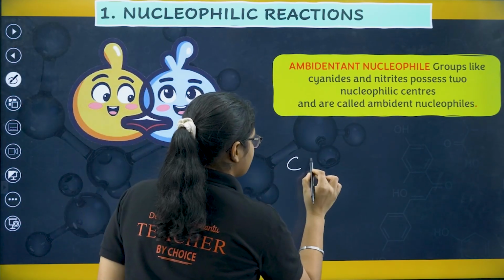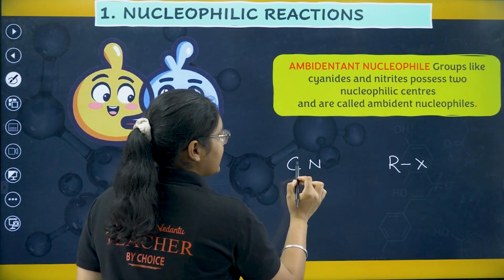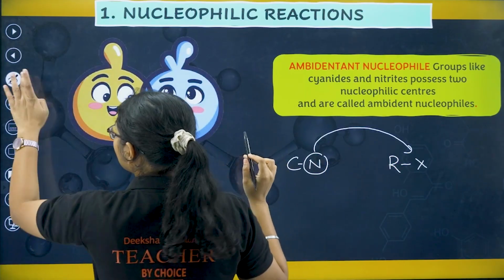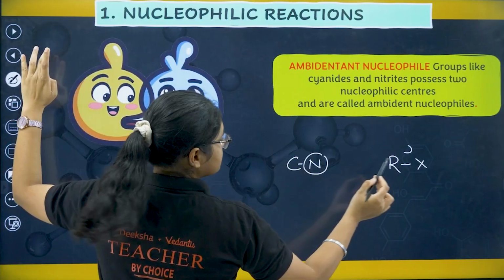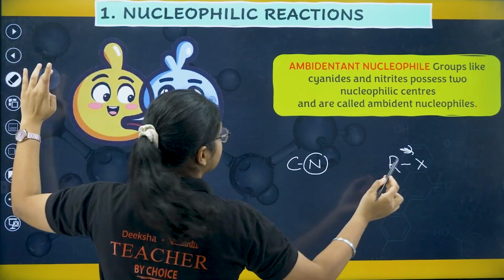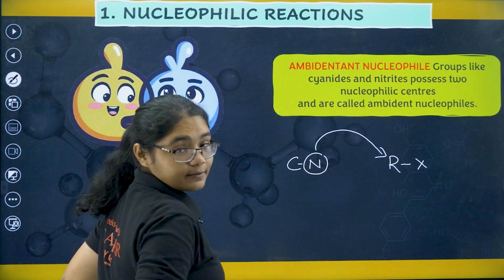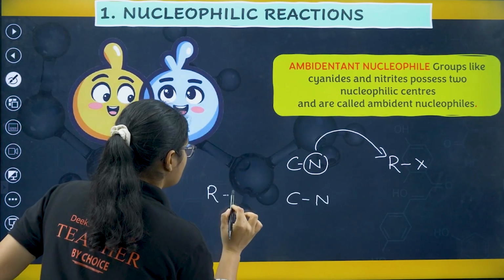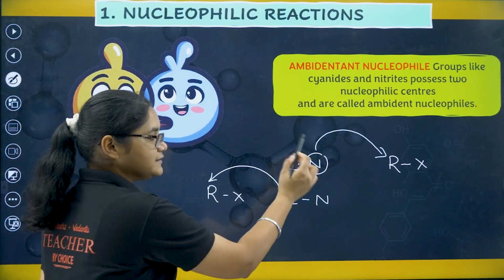So for example, if you see CN, this is RX. Now CN can react from this N group also. What happens here? This N can react on this R, and we also have it like this where this C can react. So you see two faces in the same nucleophile.